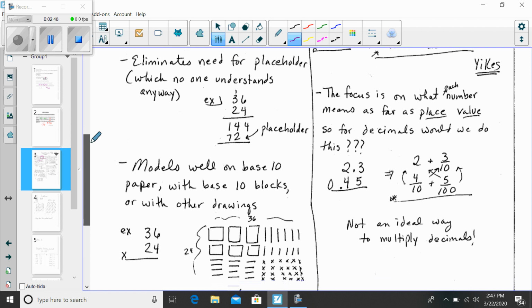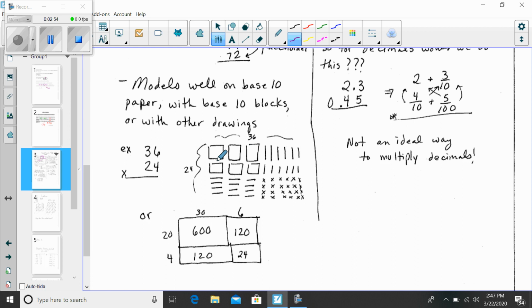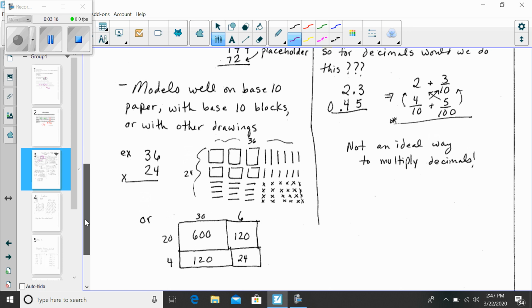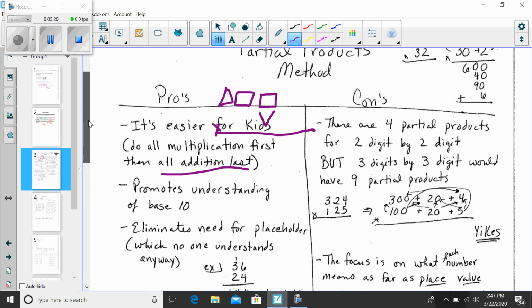And then the other thing about this is it works so well to model. Here's a model with base 10 blocks. We were drawing these out on the base 10 graph paper. If you don't have base 10 graph paper, you can just draw it out like this, right? So here's your 36 this way, here's your 24 this way. All right, and we can multiply this times this and see those rectangles that represent each of our partial products. So lots of benefits, right? This is a great use here of multiple representations. All right, so that's a word you want to keep in mind when you write your EdTPA someday.